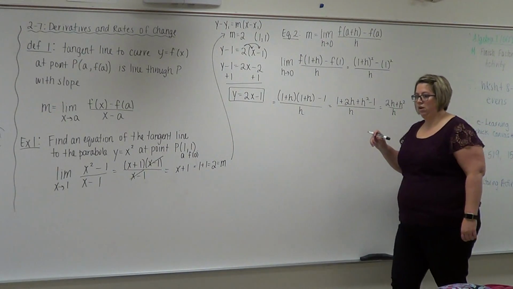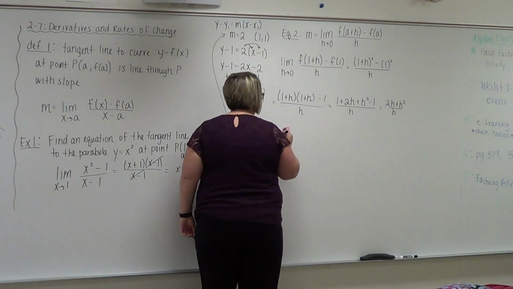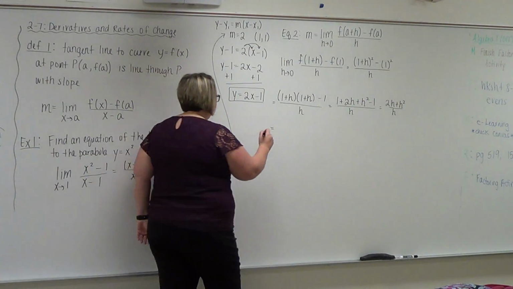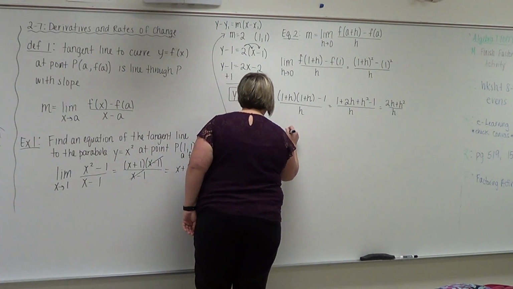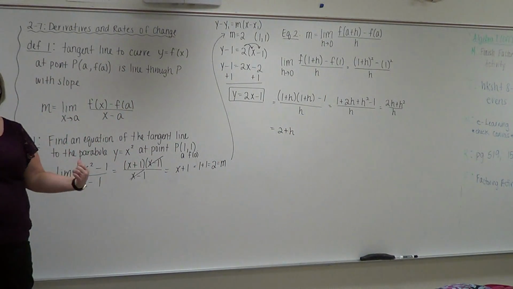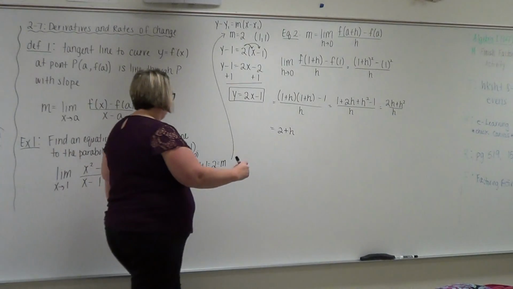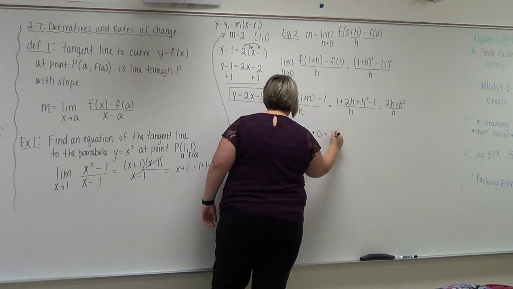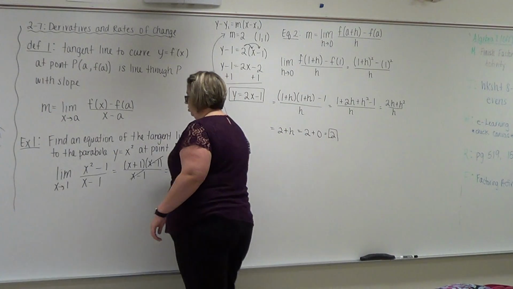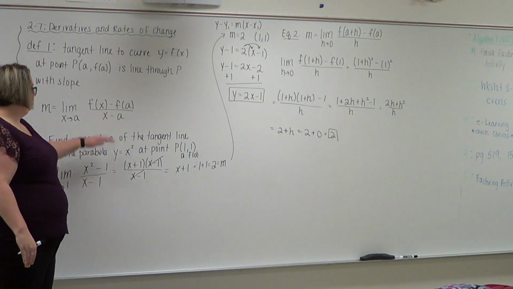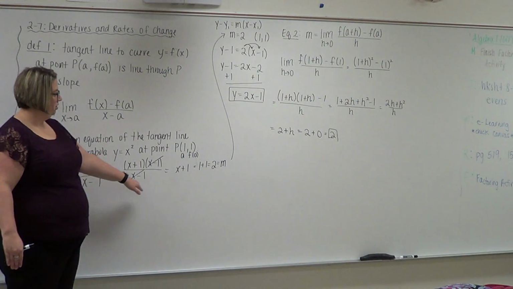Right? So then what happens? Now, you can divide everything by h. So then I have 2 plus h. And my limit says as h goes to 0, so this would be 2 plus 0, which is 2. And didn't we know that the slope was already 2 because we did it this way, right? So this is definition 1.